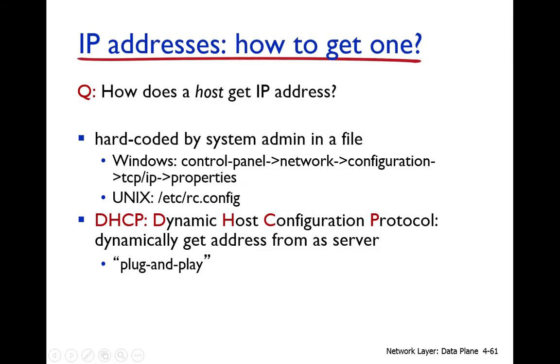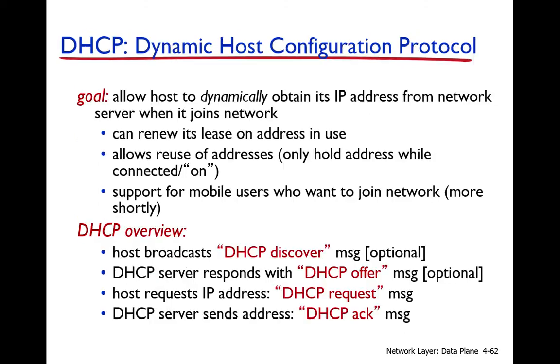So another method is that we get the IP address automatically. For this purpose we use a protocol called DHCP. D means dynamic, H means host, C for configuration protocol. It basically enables a host to dynamically get the IP address from a server. So it is basically plug and play.